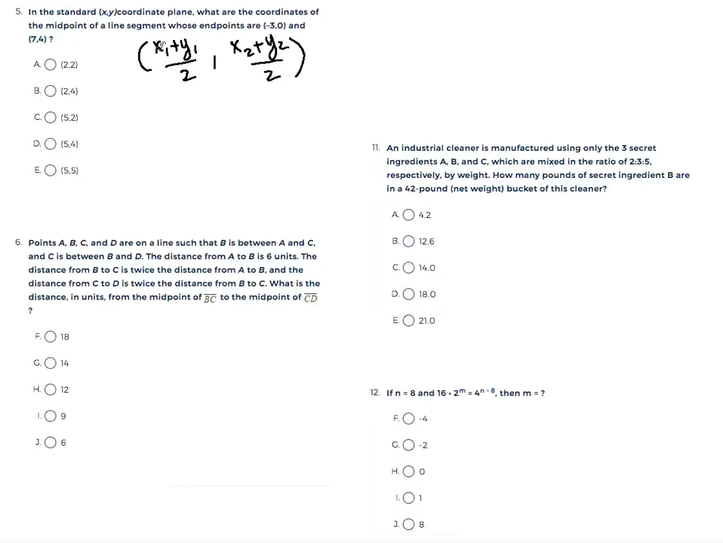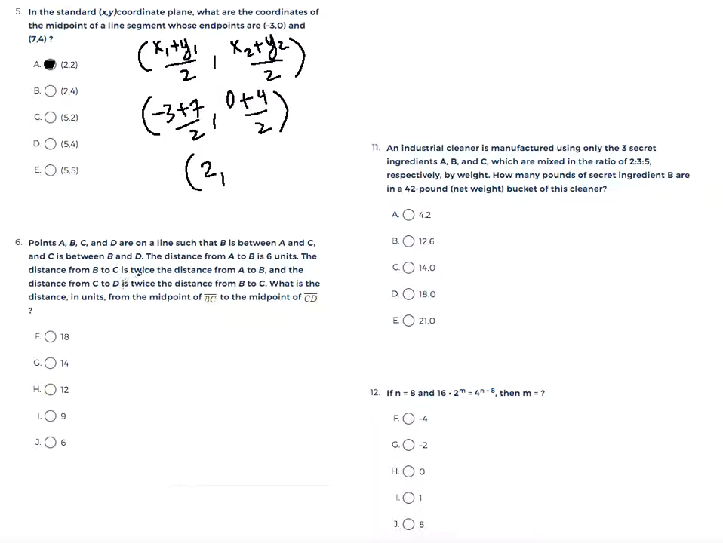So let's substitute. x1 is going to be -3, x2 is going to be 7, right? So it's going to be -3 plus 7 divided by 2, and then y1 is going to be 0, and y2 is 4. So 0 plus 4 divided by 2. So what do we get? 7 minus 3 is 4, divided by 2 is 2. So definitely one of these two answers, right? And 4 divided by 2 is 2, so that's choice A.